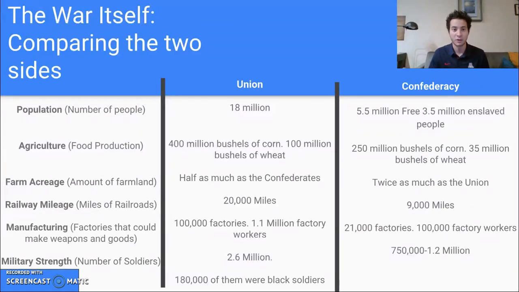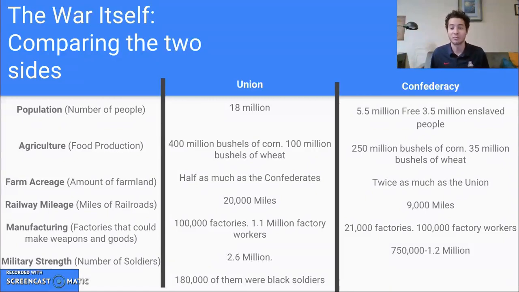Now for the war itself, we're going to cover it pretty in-depth in class on Thursday and Friday, but I just wanted to show you like two boxers about to walk into a ring. This is how it looked. The Union had 18 million people. The Confederacy had about 9 million total people, and if you subtract out the people who were enslaved in the Confederacy, it's only 5.5 million. That's going to be difficult.